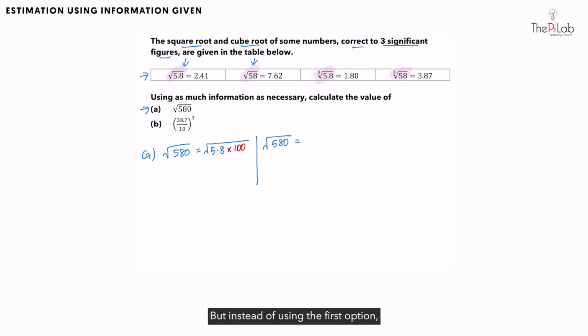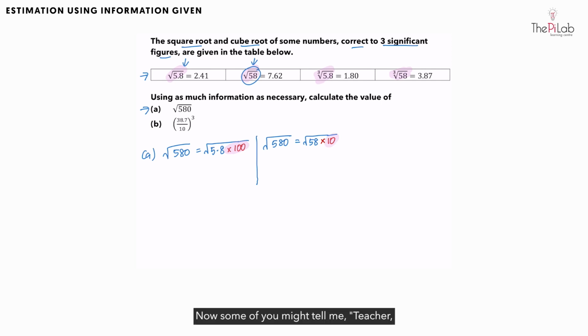Next, the second option would be similar, square root of 580. But instead of using the square root of 5.8, I'm going to be using the square root of 58. Now, from 58, how do I get back my 580? I need to multiply by which number? Yes, multiply by 10. Then you have to ask yourselves, is it easier to find the square root of 100 or to find the square root of 10?